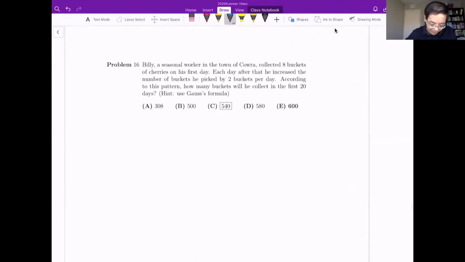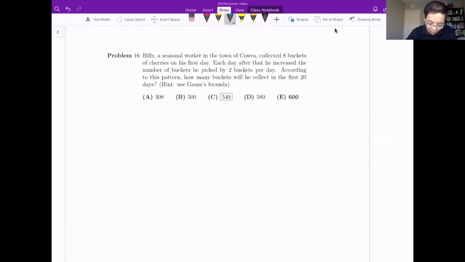Problem 16: Bailey, a peach worker in the town of Cora, collects 8 buckets of cherries on his first day. Now each day after that, he increases the number of buckets he picked by 2 each day. So this is day 1, day 2, day 3, and all the way to day 20. Each time it increases by 2, so the next one will be 10, and this will be 12.